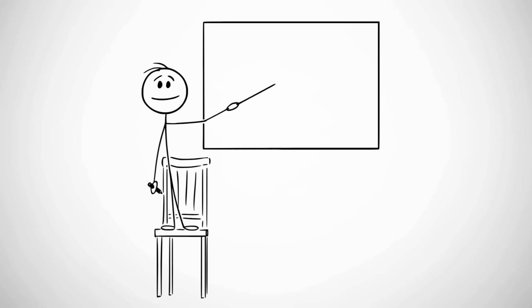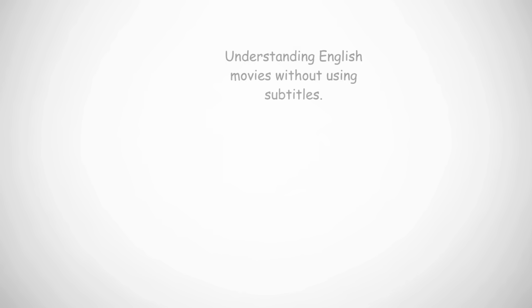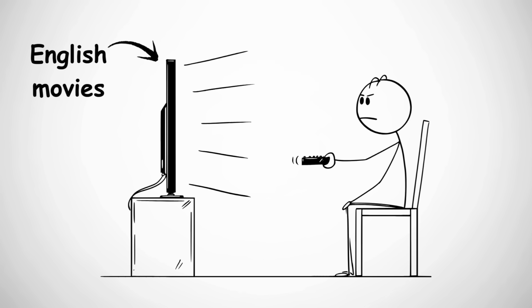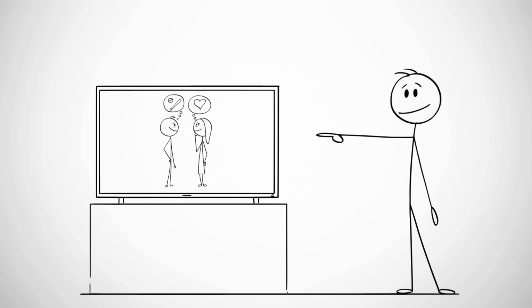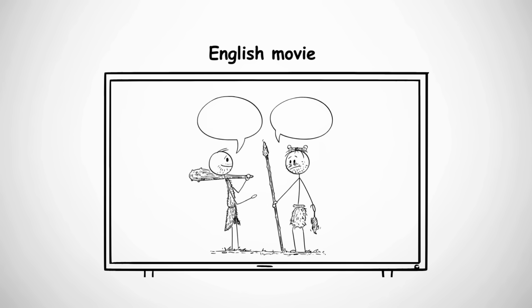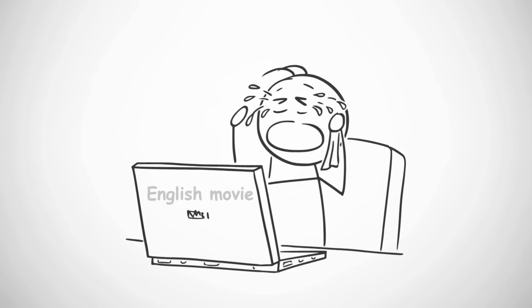In today's lesson, we will talk about something many learners struggle with. Understanding English movies without using subtitles. Watching English movies can be exciting, but also difficult. The actors often speak fast. Some words are hard to catch. It's easy to miss important parts of the conversation. One moment you understand, then the next part sounds too quick or unclear. This can make watching movies stressful instead of fun.